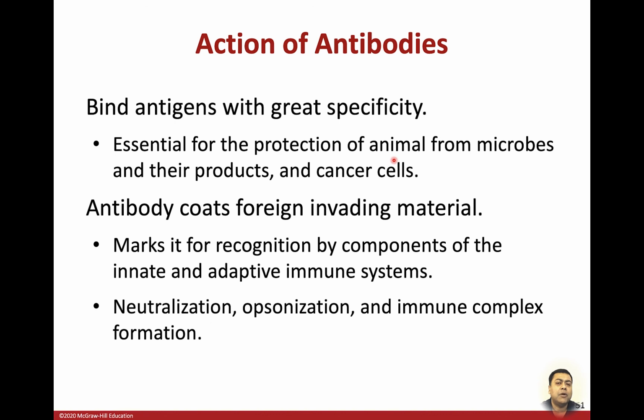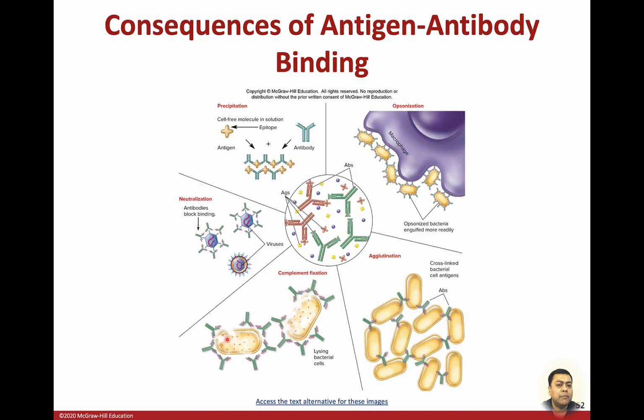So how do the antibodies doom the antigens? They bind antigen with great specificity. Microbes and their products can bind to cancer cells. Invading foreign material can be bound by neutralization, opsonization, and immune complex formation. And here we are looking at what the different types are. So what are the consequences of antigen-antibody binding?